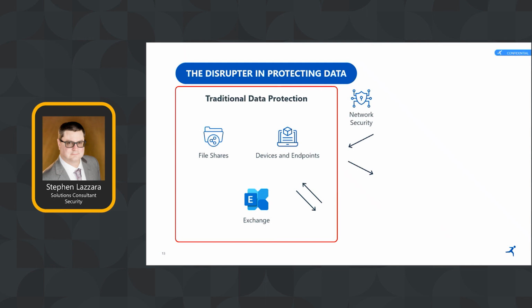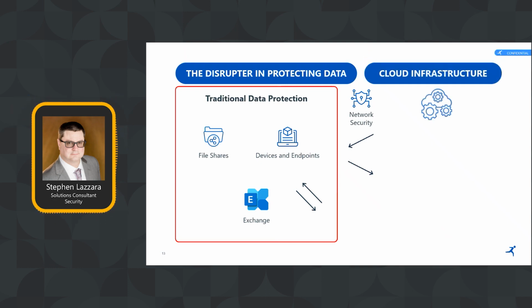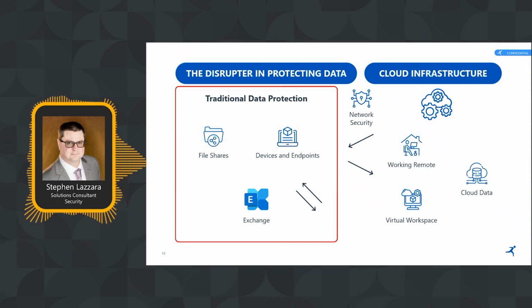Now we get to that disruptor, and that disruptor is the development and introduction of the cloud infrastructure. With the development of the cloud infrastructure, there is no longer that edge or that boundary that is protecting your data. People are working remote. Data is sitting in the cloud all across the globe. You have virtual workspaces, and all of this leads to that breaking down of that network security boundary into an identity or a data security boundary itself needing to be developed.